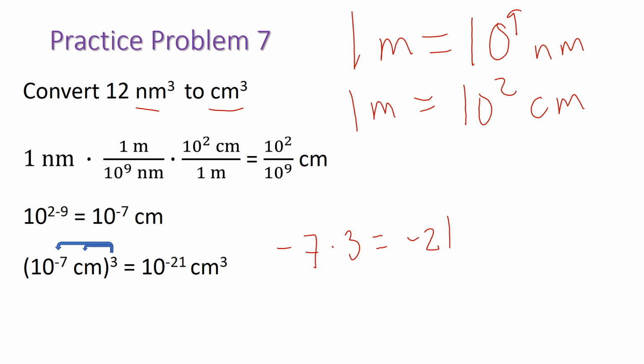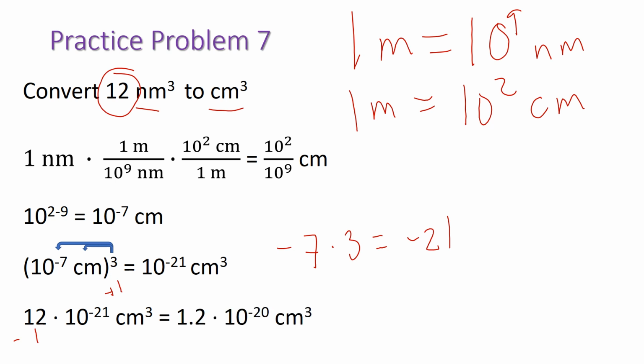We need to multiply this by 12 because we're converting not just 1 nanometer cubed, but 12 of these. So 12 times 10 to the minus 21 centimeters cubed. We need to take away 1 order of magnitude and we add it back to here. What's negative 21 plus 1? Our final answer then, 1.2 times 10 to the minus 20 centimeters cubed.